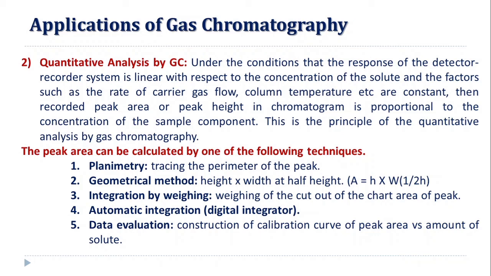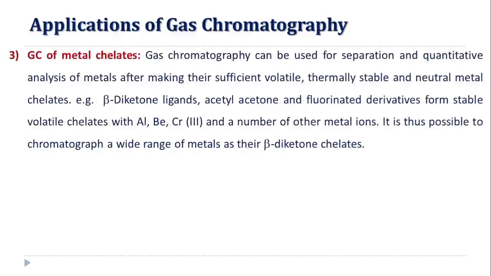and we can calculate the area by giving the integration to that particular peak. So this is automatically done by the instrument nowadays. These are the old methods for calculating the peak area. Now we'll see the gas chromatography for the metal chelates.